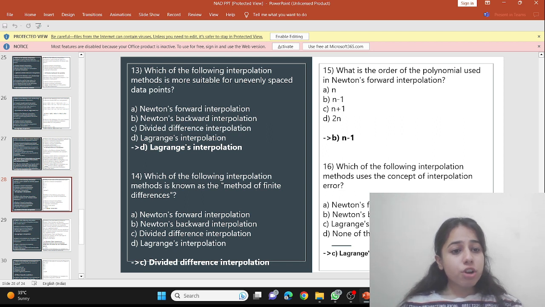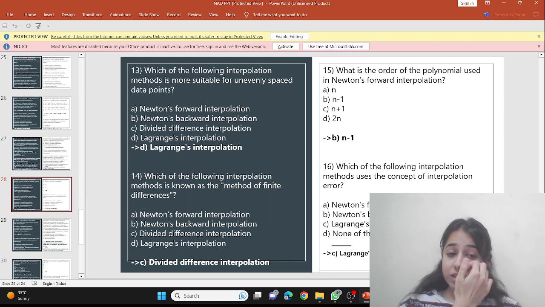15th question is, what is the order of polynomial used in Newton's forward interpolation? If you have studied so well, then you must remember that the order of polynomial which is used in Newton's forward interpolation is n-1, and the option which matches our answer is B, n-1.